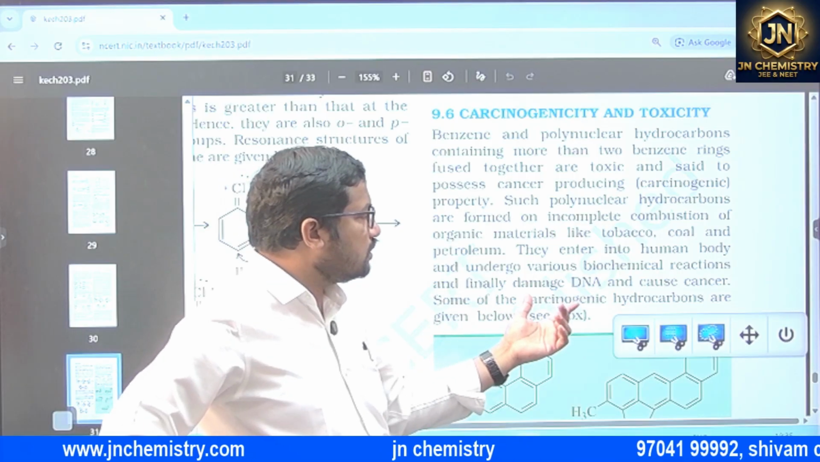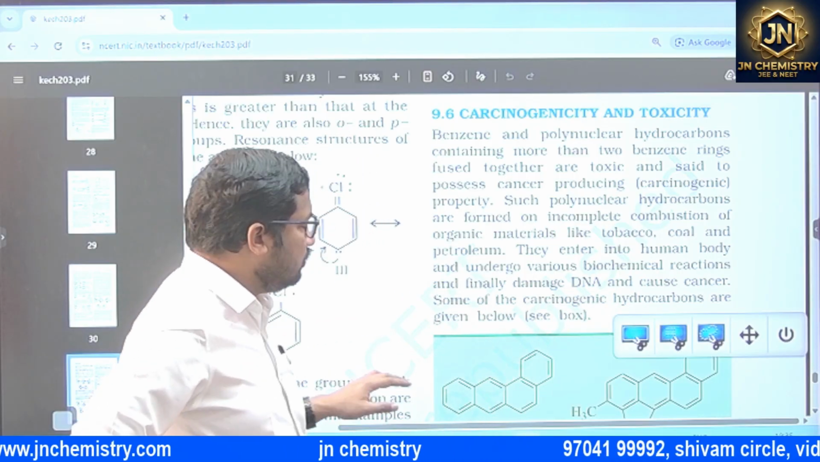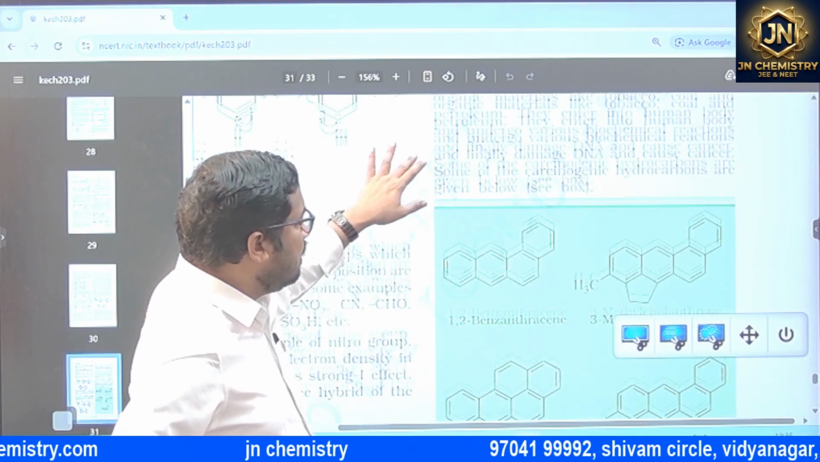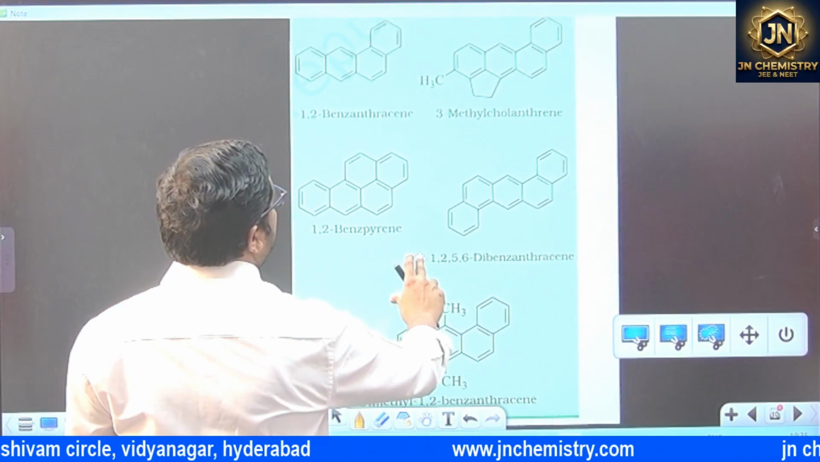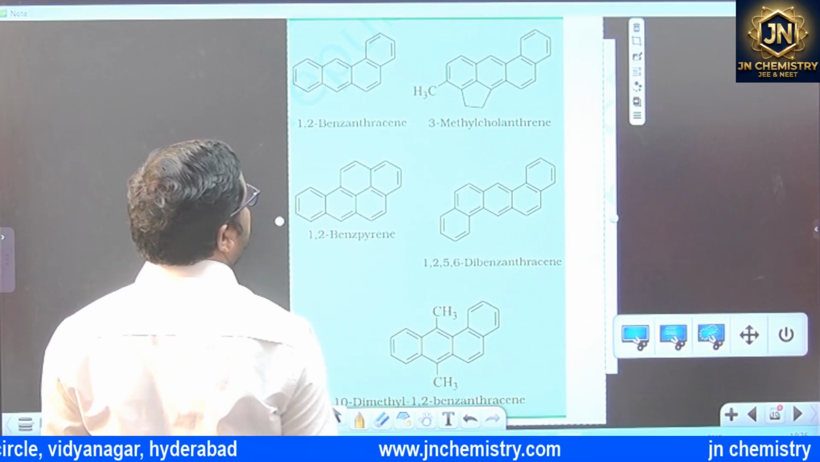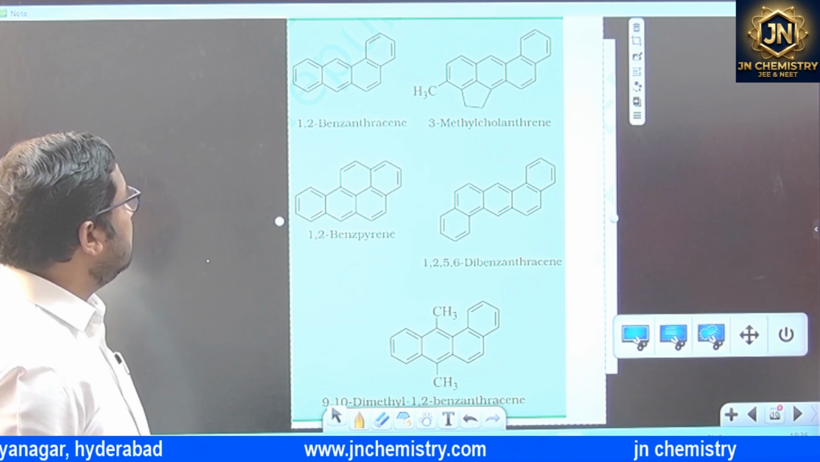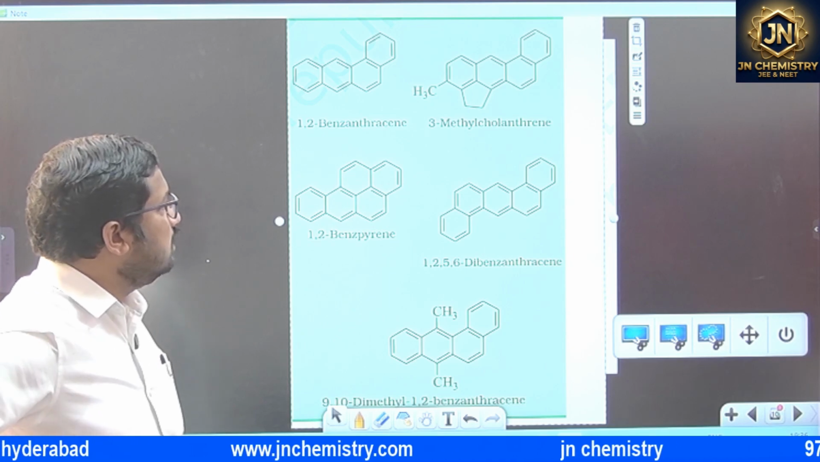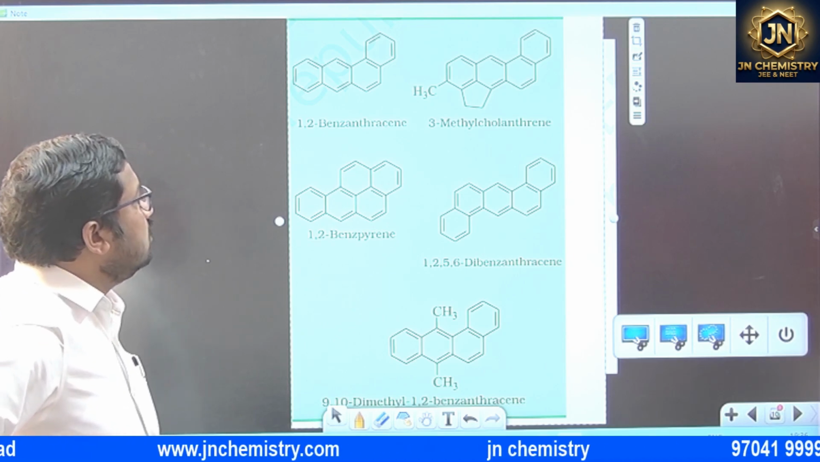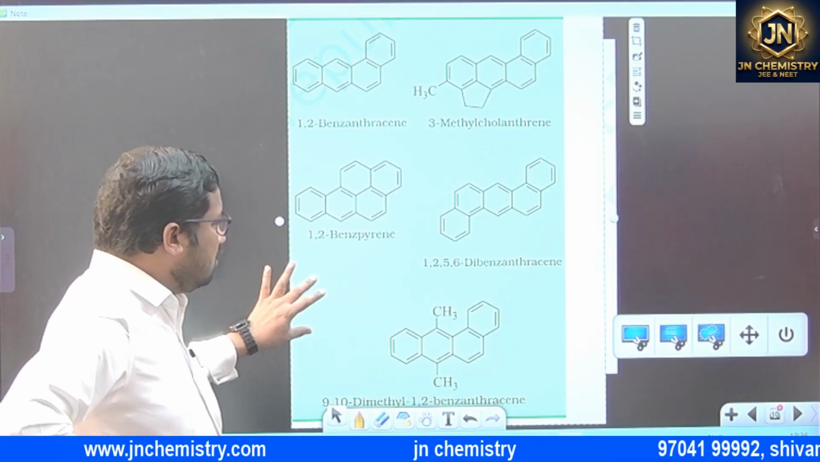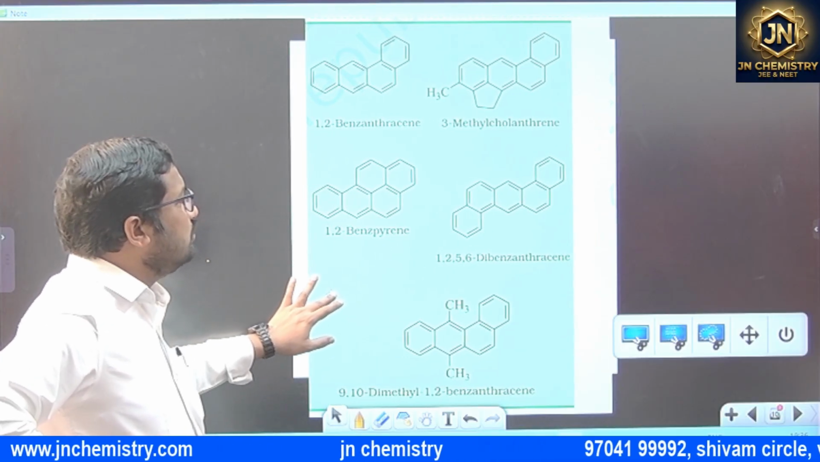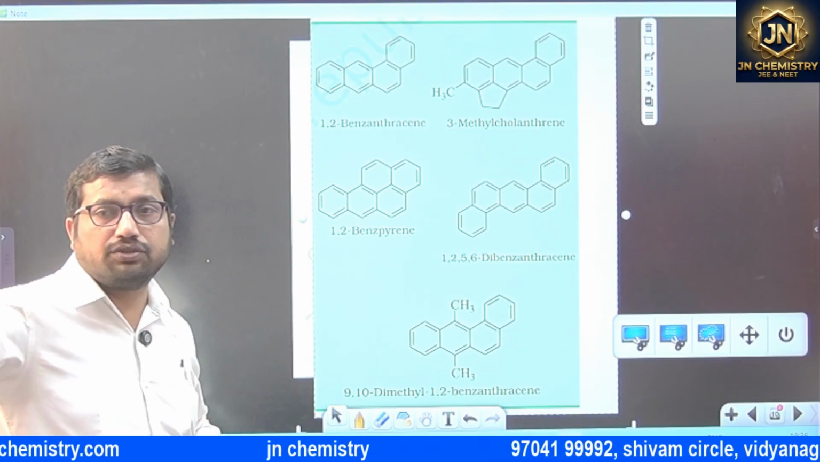Some carcinogenic hydrocarbons are given below. So these are the carcinogenic hydrocarbons. So these are all what? Carcinogenic. 1,2-benzanthracene, 3-methyl cholanthrene. జస్ట్ ఒక ఐడియా పెట్టేసుకోండి, నేర్చుకోవాల్సిన అవసరం లేదు. బట్ కార్సినోజెనిక్ ఏజెంట్స్.